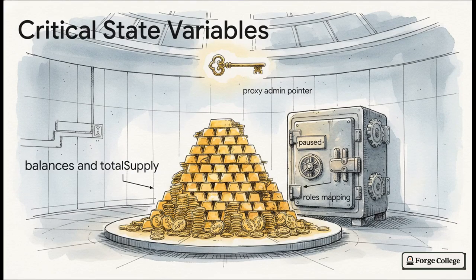Next up, we map out the critical state variables. These represent the actual golden locks inside our vault, showing us what invariants absolutely must be protected. State variables like balances and total supply, that's the literal gold. Things like the pause boolean or the roles mapping, those are your internal vault locks. And since this is an upgradable contract, that proxy admin pointer is the master key. If a hacker gets that, they can rewire every single door and switch in the whole system.